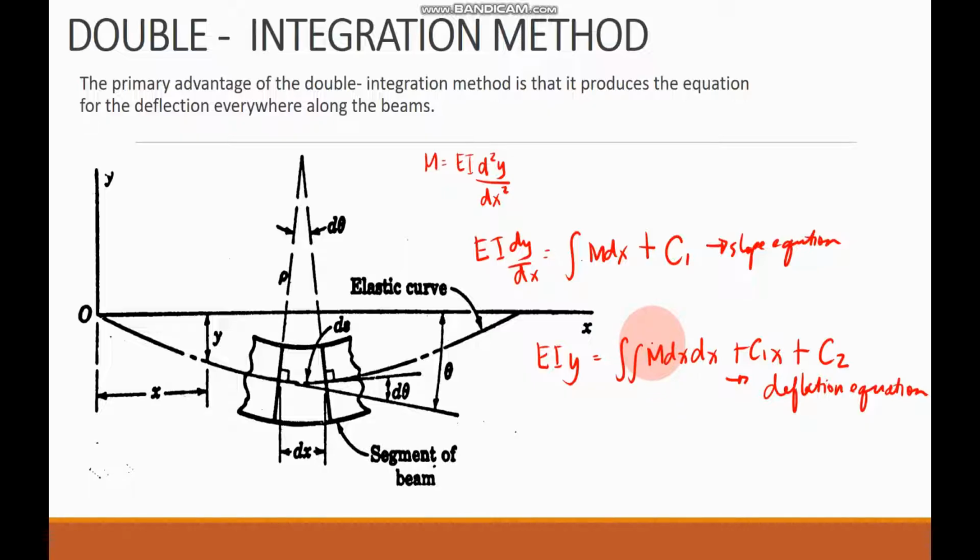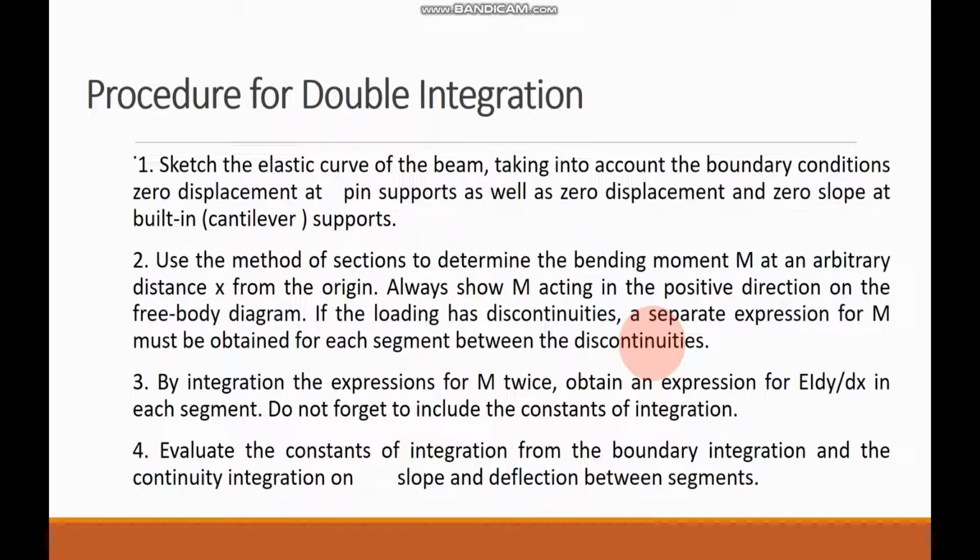So, we have now here our procedure, or summary of the procedure for the double integration before we go to our examples. Step number 1 is to sketch the elastic curve of the beam, taking into account the boundary conditions. So, kindly take note of these conditions. Zero displacement at pin supports, as well as zero displacement and zero slope at built-in supports. So, meaning, y is equal to 0 at pin supports as well as in built-in supports.